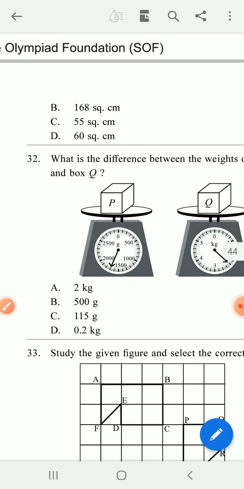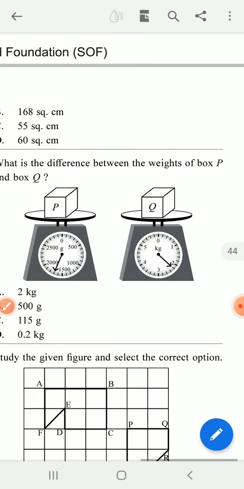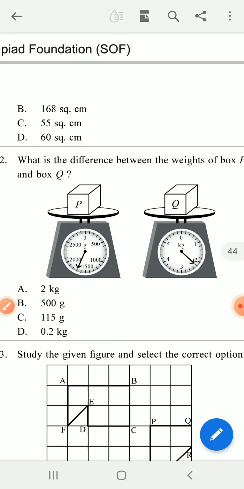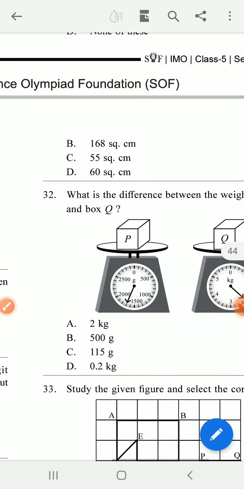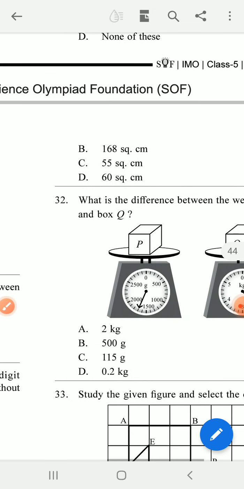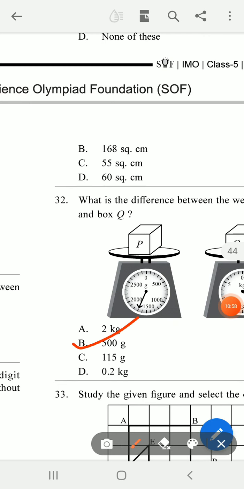What is the difference between the weight of box P and box Q? You find out the two weights, and then you find the difference between the weight of box P and box Q. So 32 B is the answer. The difference means you first find out the two weights and then subtract.